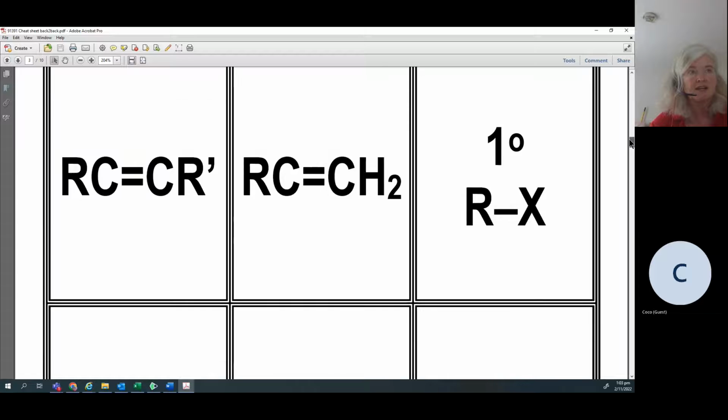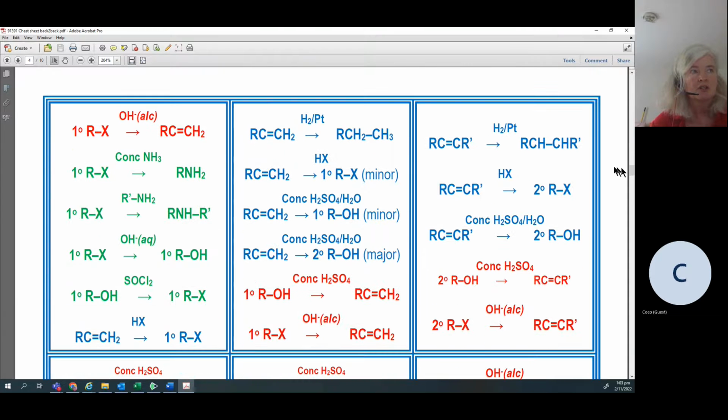If you flip to the other side, remember this was the primary haloalkane. It was on this side on the previous one, because when you do back to back, it swaps over. So if you learn about primary haloalkanes, think of all the ways you can react it. I've done it with color coding: red is an elimination, green is substitution, and blue is addition reactions. So you can start off with a primary haloalkane and see the products you can form using these reagents. I've also shown how to make a primary haloalkane.